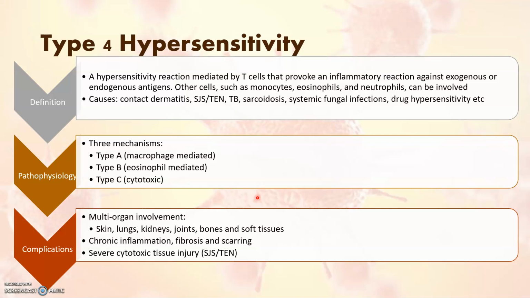activated cellular immunity tends to lead to the aggregation of macrophages in tissues, causing granuloma formation and surrounding tissue destruction, whereas the eosinophilic mediated reactions can lead to other types of systemic response, and the cytotoxic type mechanism can be seen in some types of dermatitis and in other skin conditions such as SJS or TEN.